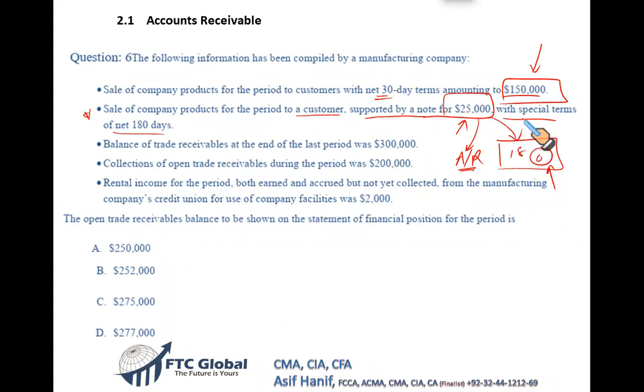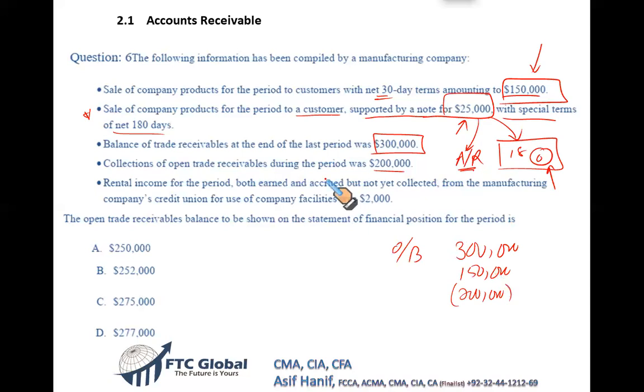Okay. Balance of trade receivables at the end of the last period was $300,000. That was the opening balance of your account receivable. Collection from open trade receivable during the period was 200,000. Okay, gentlemen, this is your opening balance. This is what you sold to your customers during the period. That's the sale during the period. And you collected $200,000 from your customers, which will be a deduction from the opening balance.